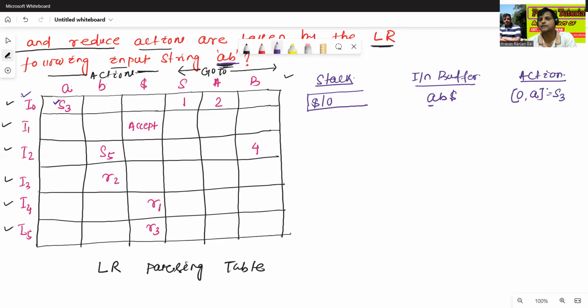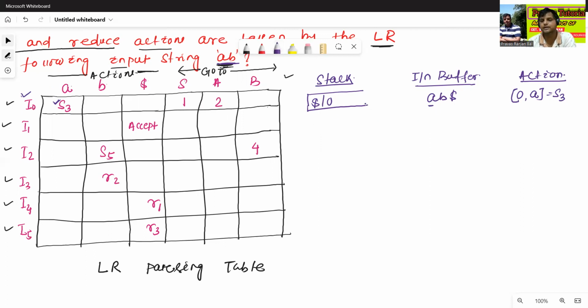S3 means this S is called shift action and R means reduce action. Shift action S3 means number 3. S5 means shift action number 5. R2 means reduce action number 2. R1 means reduce action number 1. R3 means reduce action number 3. Okay. So first action is shift.